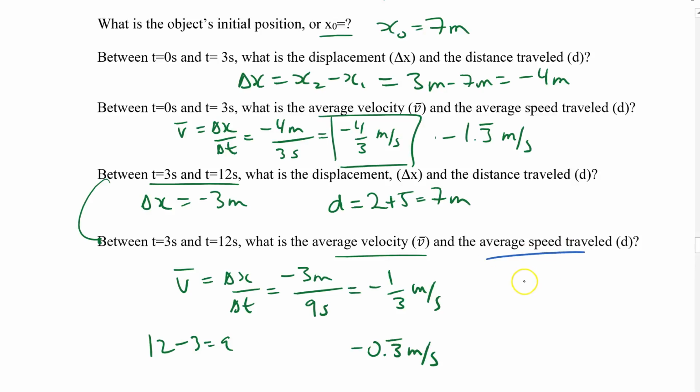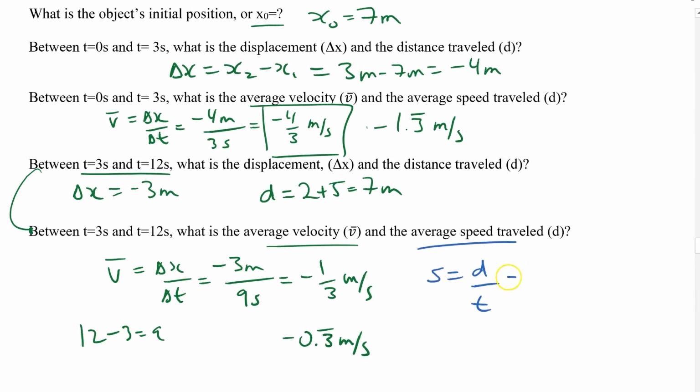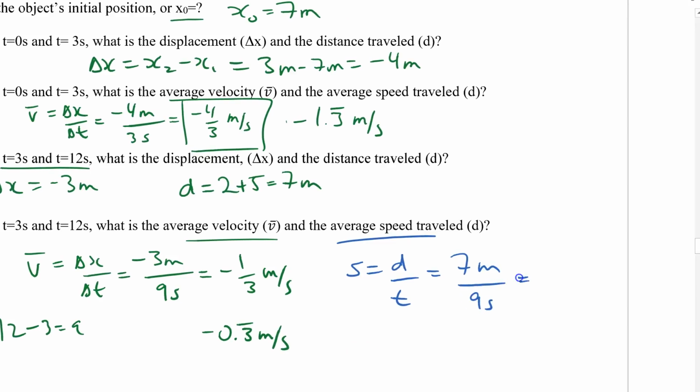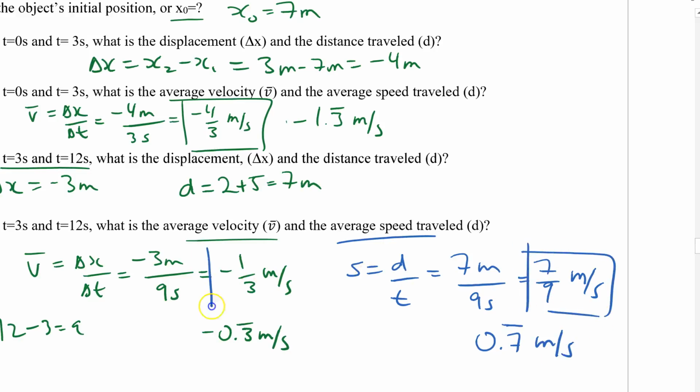So now when I'm talking about average speed, speed is equal to the distance divided by time. So my distance I figured out earlier was 7 meters, and again my time is going to be equal to 9 seconds. So I will get 7/9 meters per second, or if you like the decimals, it would look like that. So here are my two answers.